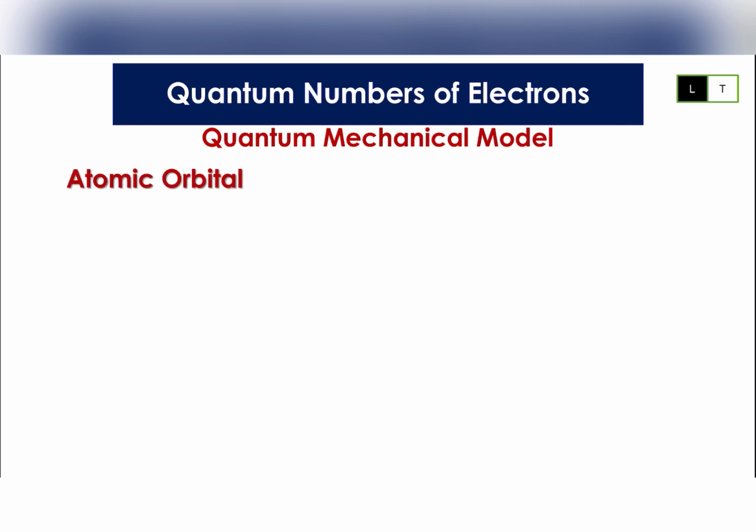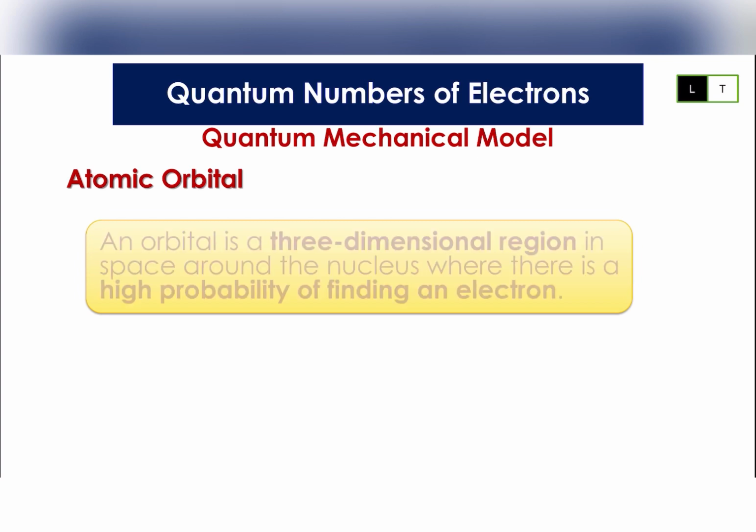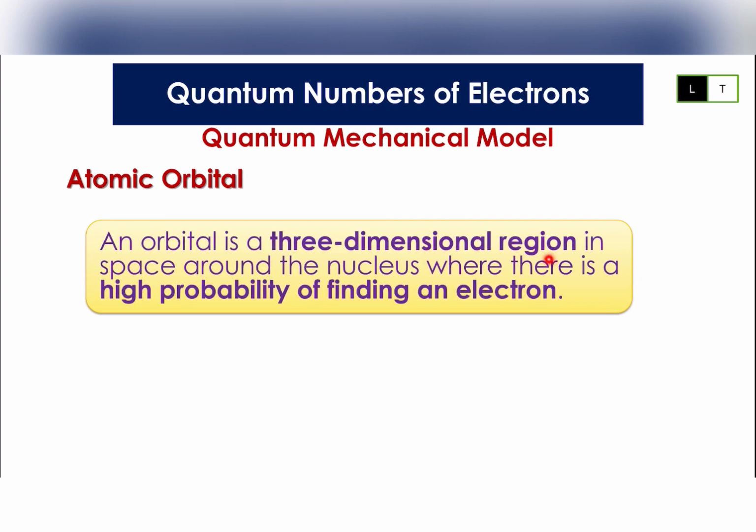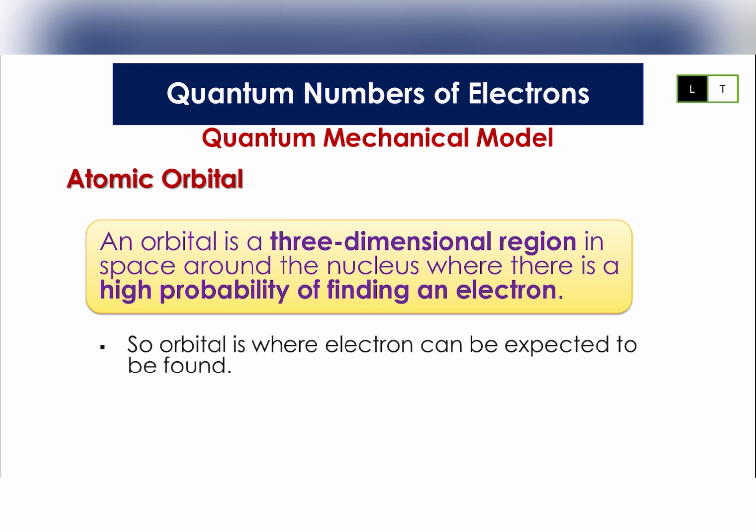So what is orbital? Orbital is a three-dimensional region in space around the nucleus where there is a high probability of finding an electron. You have to imagine it is a big area, a three-dimensional region in space, and in that area we can find an electron. So this orbital is where the position of an electron can be expected to be.